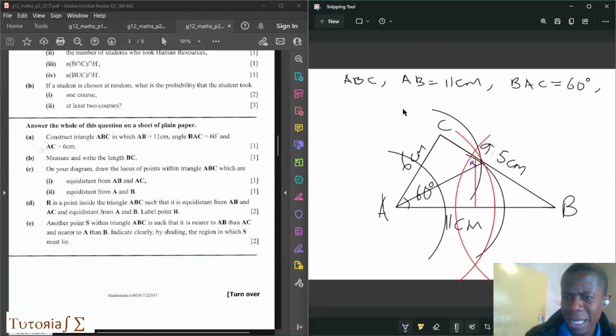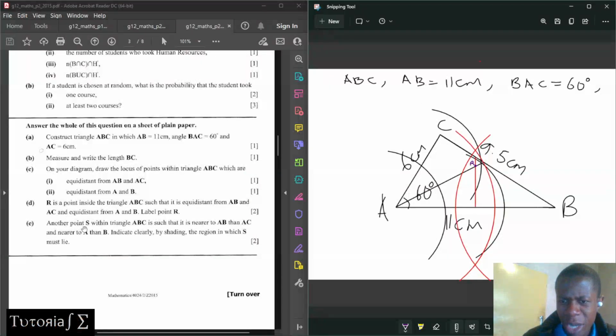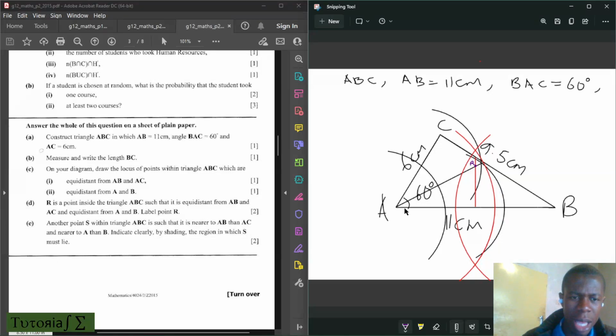We go to part C, all right? Another point S within the triangle is such that S is nearer to AB than AC. So remember, this is the line that is equal distance from AC and AB. If we say that this point S is nearer to AB, AB is under this triangle, separated by this. So this is the line equidistant.